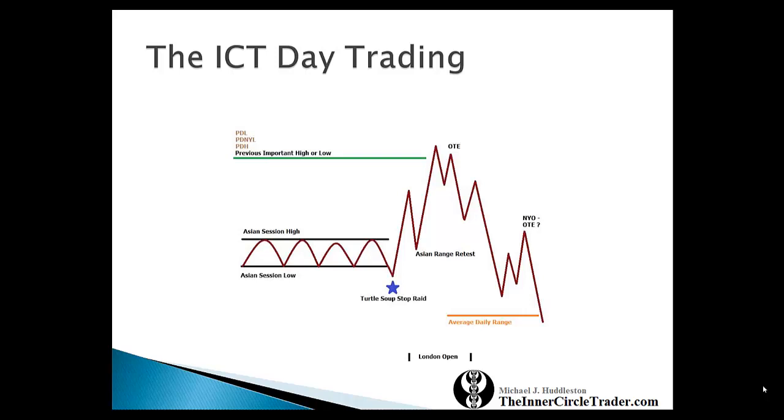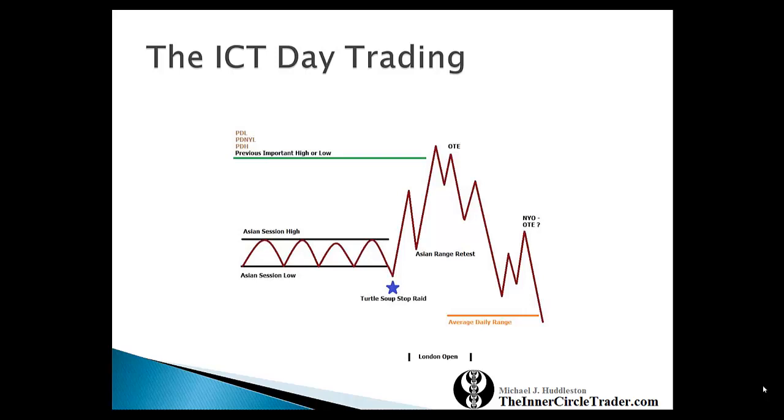You don't even need to double your money every year either. You can do 50% a year and do an astronomical amount of increase in your equity if you manage your money right. But looking at what we have here, the same thing is said in reverse. We look for a Judas swing.